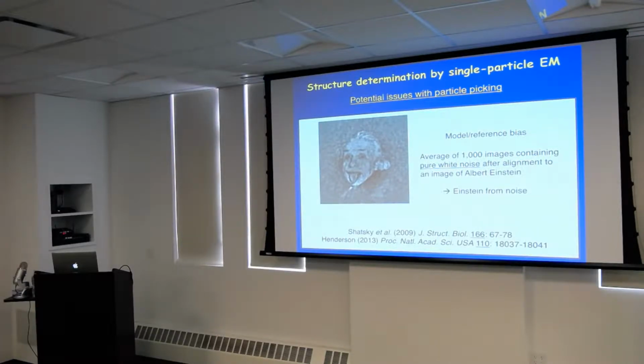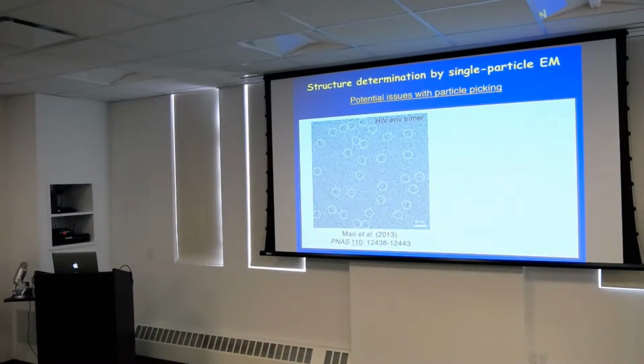And so this is a very famous case. This is called Einstein from noise, and basically it's just model or reference bias. So that's something you have to keep in mind. And there was a very famous example in 2013. This is the HIV envelope trimer.